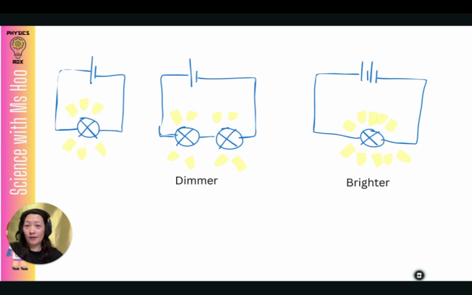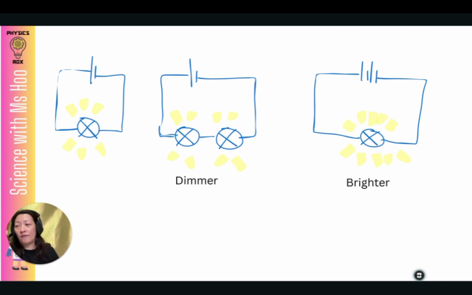So it's quite logical, right? You just need to remember that cells provide electrical energy. So the more cells there are, the more electrical energy is provided. If you have more bulbs, then more electrical energy is required because each bulb needs a certain amount of electrical energy to be able to light up to that particular brightness.